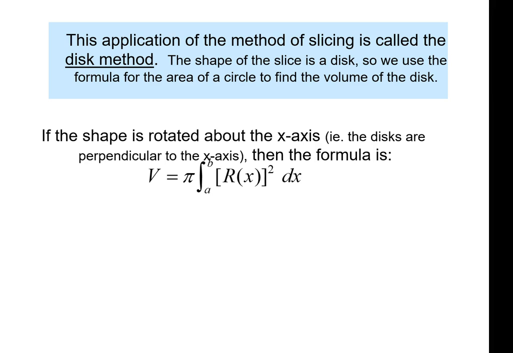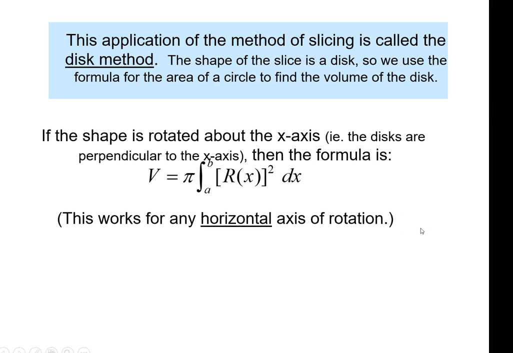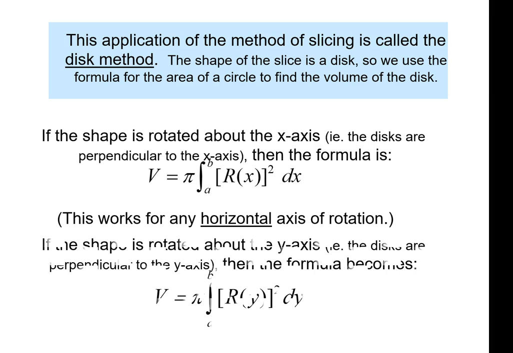And in general, to find the volume using disks, we can think of it as pi times the integral of the function from a to b, whatever the limits are, of the radius squared dx. This will work as long as we're rotating around a horizontal axis. I'm using the x-axis so far as my examples, but it doesn't always have to be the x-axis. It could be any horizontal line. As long as we're going around a horizontal line, we're going to integrate with respect to x.